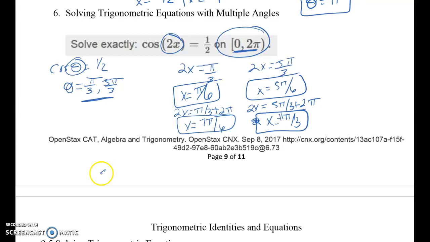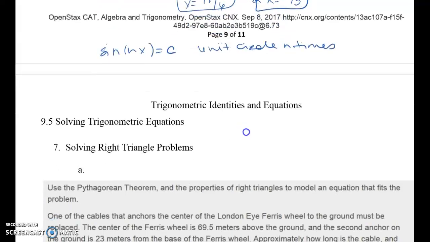There's a nice little thing that they say. If you're working with sine of nx equal to some value c, you need to check your unit circle n times. For us, ours would be 2, so we would need to check our unit circle 2 times, but as I just stated, when you check those 2 smaller angles in relation to 4 pi, you do get out of your domain of being between 0 and 2 pi. So just make sure you get all of the solutions within there.